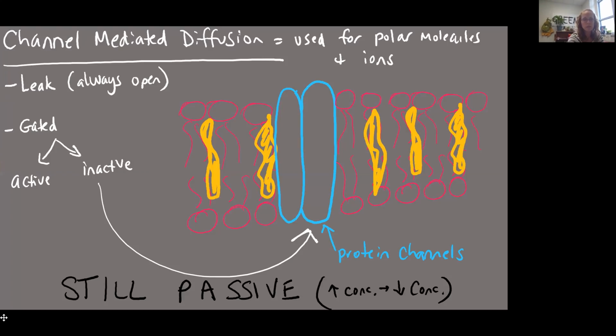Now, this is still a passive process because we still see that our polar molecules and our ions are still moving from their high concentration to a low concentration. So again, because we're going down the hill, this is a passive process. No ATP is required. So again, you're going to see your channel-mediated diffusion for those molecules that are polar, or those ions that are not able to simply cross through the phospholipid bilayer.